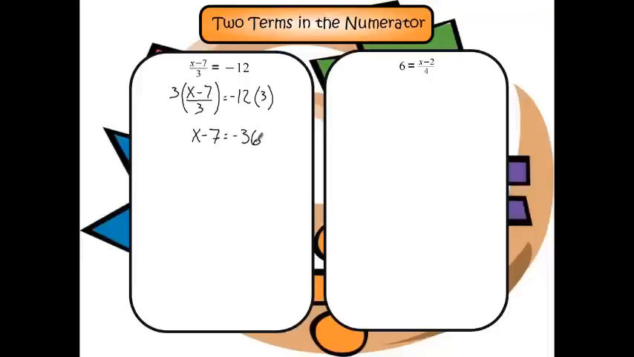So that was one step. Now I can undo the subtraction using the inverse property of addition. So I will add 7 to both sides, and I get x equals negative 29. So again, can I check this? Sure.